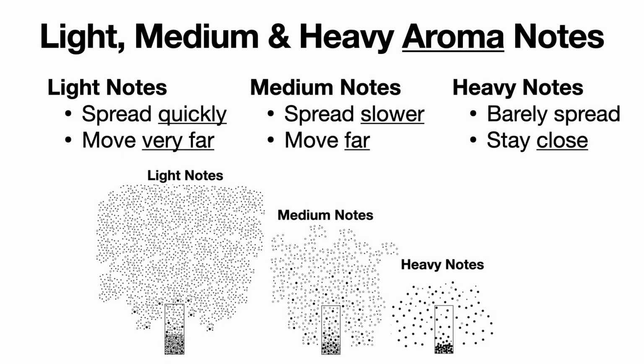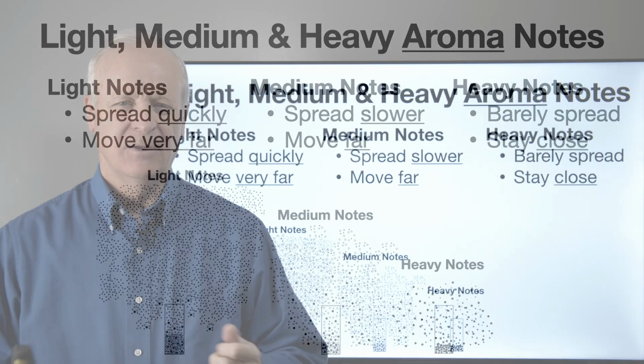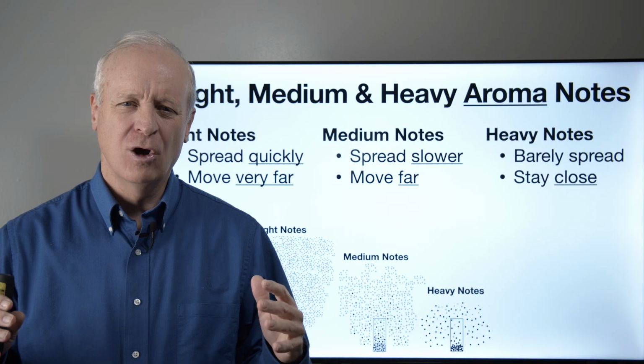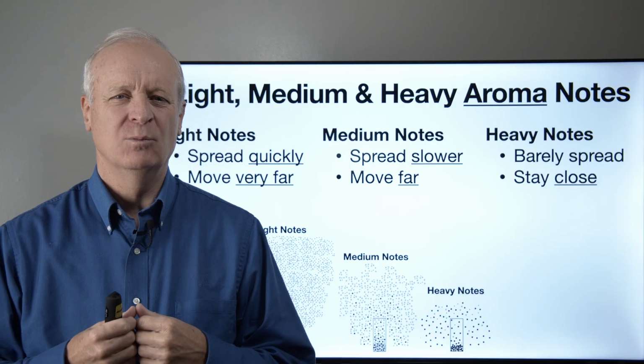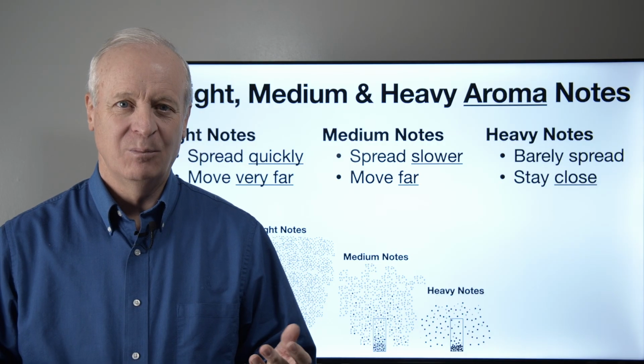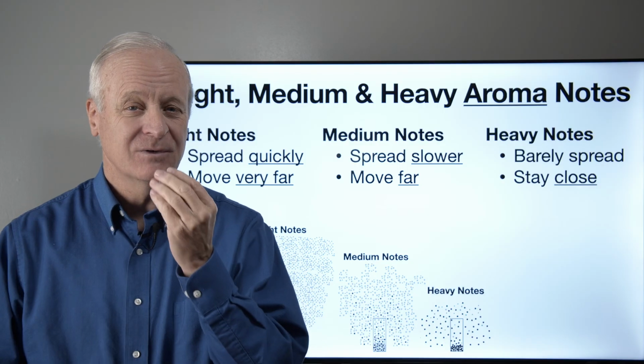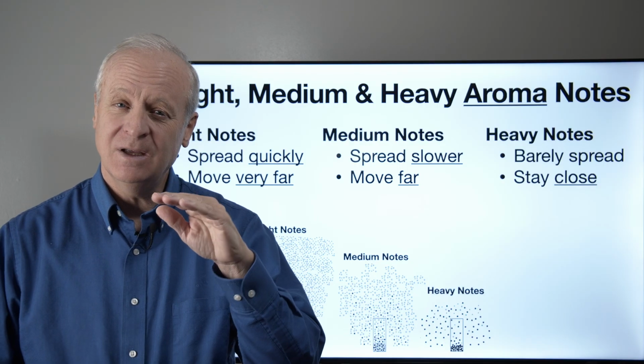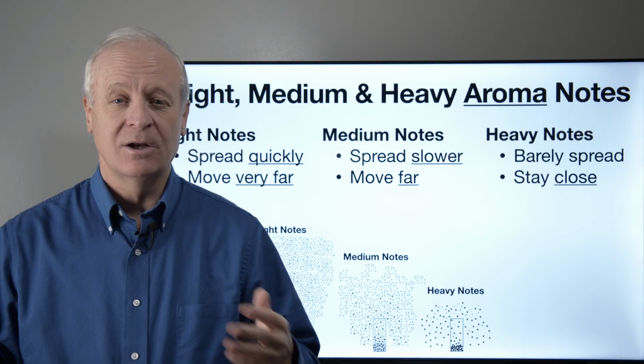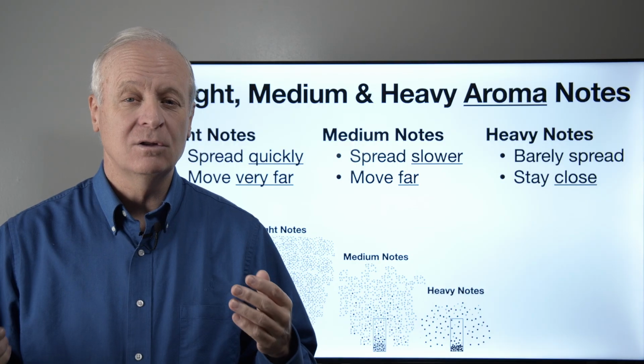The medium notes also move quickly in the air, but not as fast and as rapid as the light notes. Now the heavy notes, they move slowly. They don't like to move very far. They don't like to move fast. But the best part about them is their aroma lingers. So you can smell them on the skin and even in the air and on surfaces for a long, long, long time.